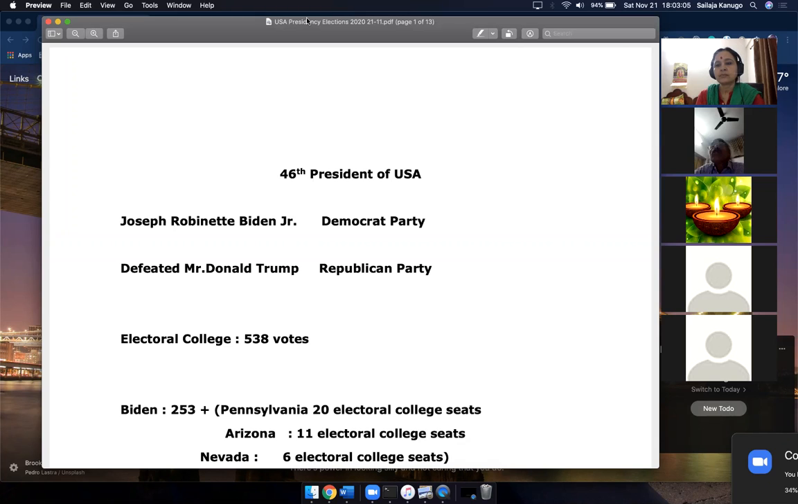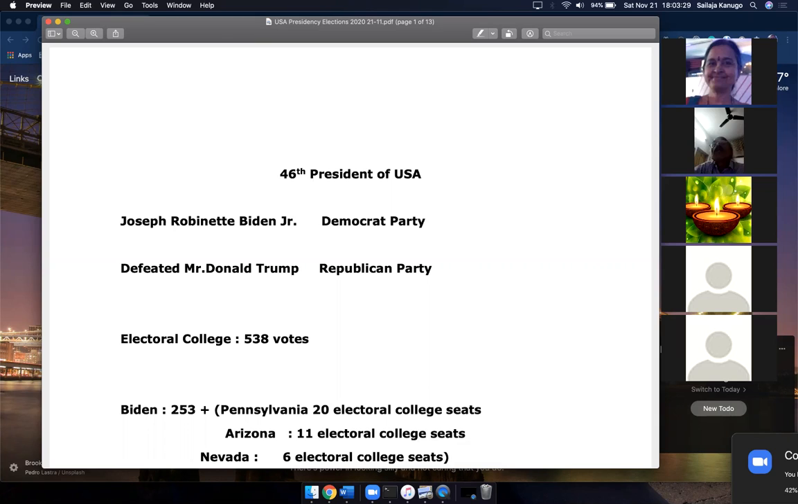The Republican Party is also called the Grand Old Party, and the Democratic Party symbol is a donkey. The Republican Party symbol is an elephant. So luckily, Joseph Robinette Biden Jr. became the 46th president of the USA.